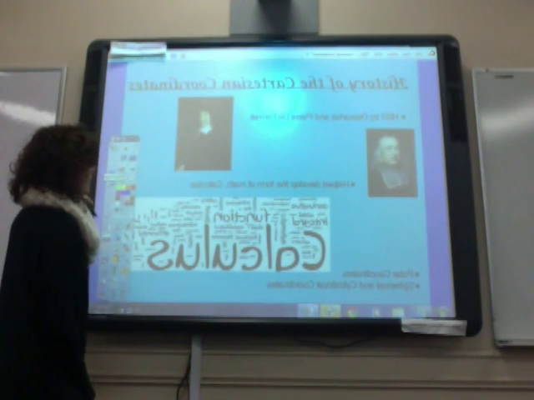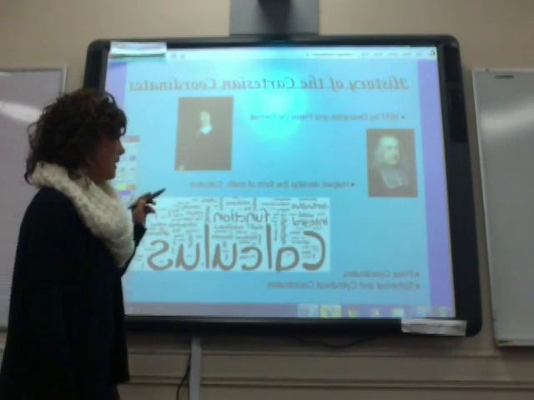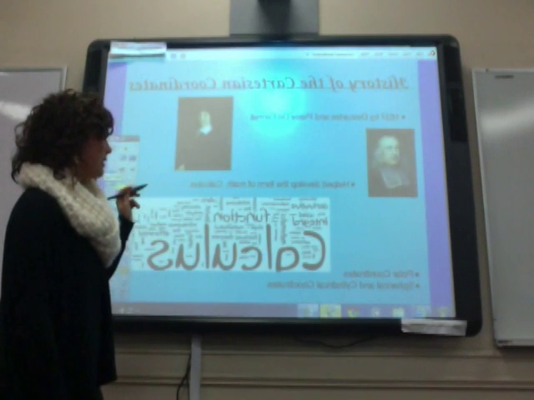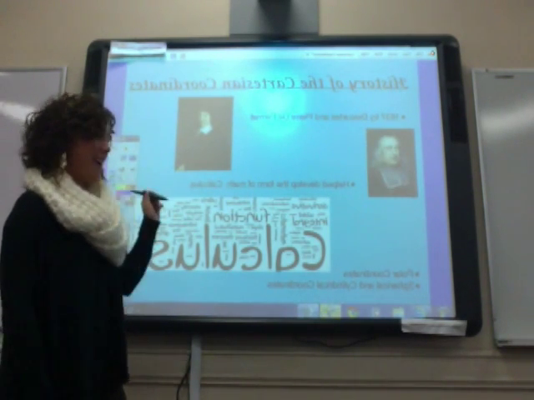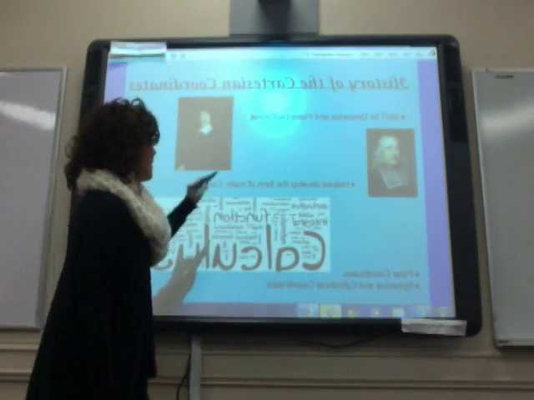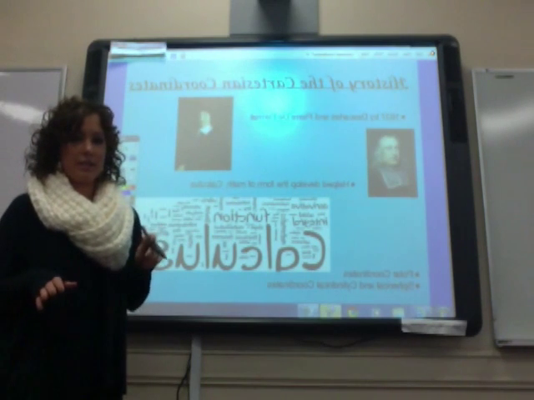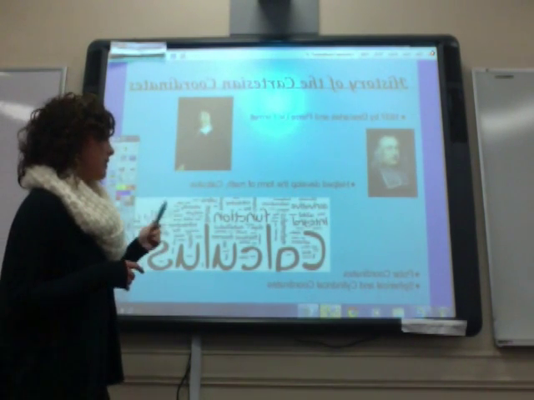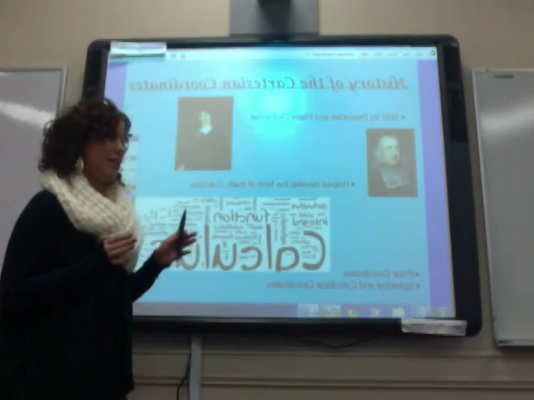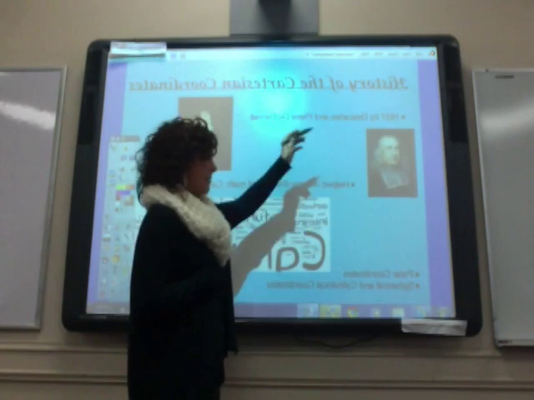So just a little history of the Cartesian coordinate system. In 1637, Descartes and Pierre de Fermat created the Cartesian coordinate system, and Pierre actually did not fully create the one that we're going to learn today. He created a 3D version of it, and he actually never published his work, so he gets a little bit of credit, but mostly Descartes gets most of the credit.